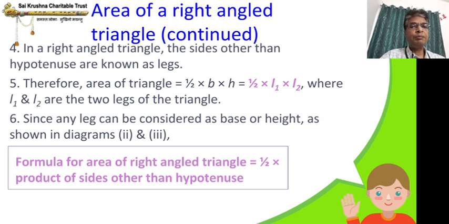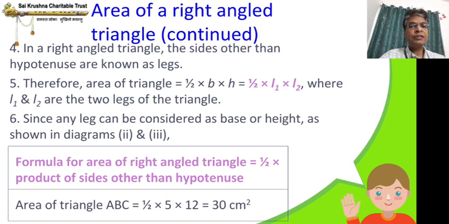So we will see the practical example also in this page itself. Area of triangle ABC. Now we have been given one leg as 5, one leg as 12, and the hypotenuse is 13. We cannot take the hypotenuse. We can take any 2 legs. So multiplication, half into 5 into 12, is 30 centimeter square. It can be half into 12 into 5 also.